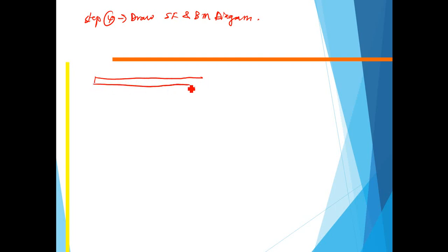Alright, so now we are already done with section analysis for step number 3. Now we proceed to step number 4, which is to draw the shear force and bending moment diagram. Okay, shear force and also bending moment diagram. So like usual, let me draw the original beam. So this is point A, this is point C, and this is point B, and then we have distributed load, which is 10 kilonewton per meter.